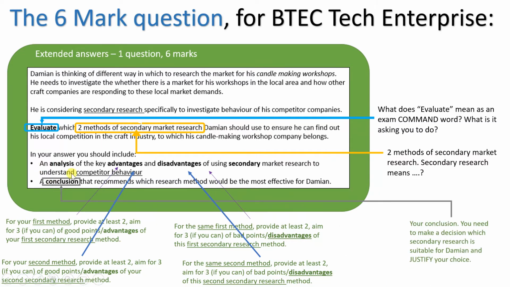And finally, it's the conclusion. It might be last, it's definitely not least. In fact, this is the one that can actually be the deciding paragraph for your overall mark. The conclusion needs to be your decision, and it's your decision of which is the right secondary research method for Damien, and it must have a justification in it as well.